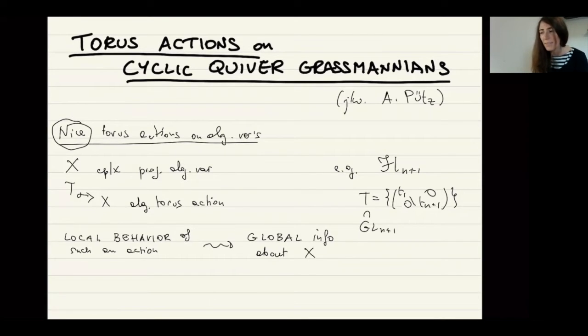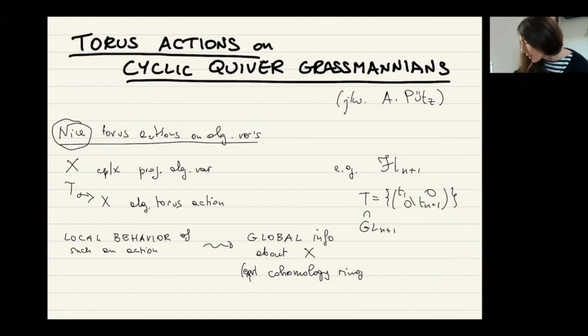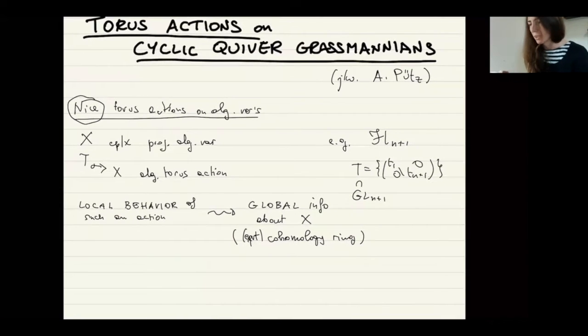Today we are actually interested in a bigger torus action. If I have a bigger torus acting in a nice way, then I can even get information about the ring structure of the cohomology. In particular, I get information about the equivariant cohomology, but if the action is nice, I can recover the usual cohomology of the variety.